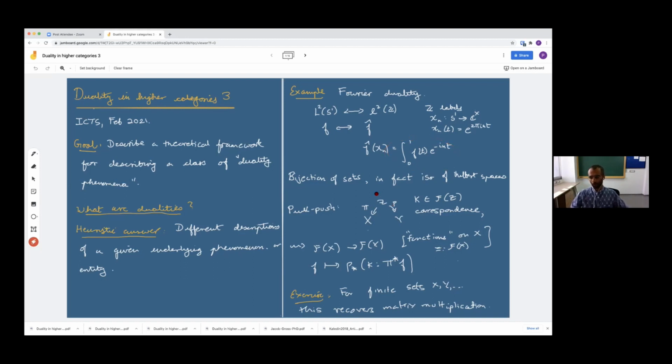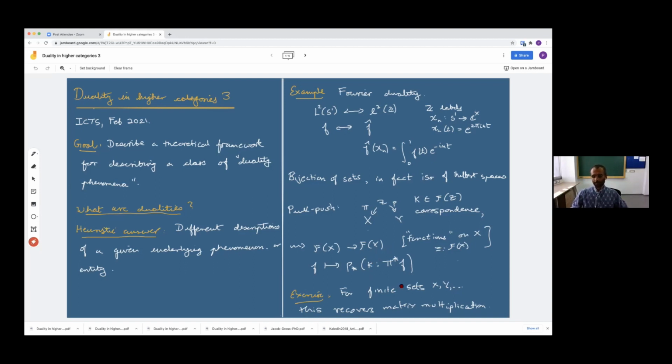So how do you push forward a function on Z to a function on Y? You simply sum over the fibers of P and you get a function on Y. So this is an example of pull-push because you're pulling back a function from S1 to S1 cross Z and you're multiplying it by e to the minus int on the n component here and then integrating.